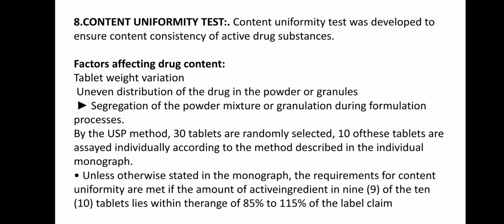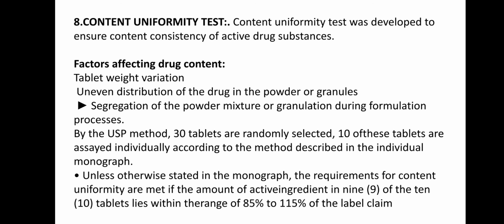Content uniformity test. The content uniformity test was developed to ensure content consistency of active drug substances. Factors affecting drug content: tablet weight variation, uneven distribution of the drug in the powder or granules, and segregation of the powder mixture or granulation during the formulation process. By the USP method, 30 tablets are randomly selected. 10 of these tablets are assayed individually according to the method described in the individual monograph.